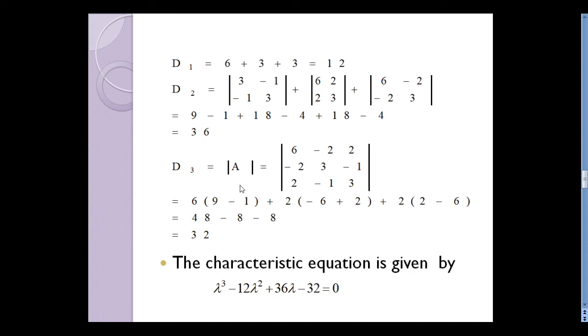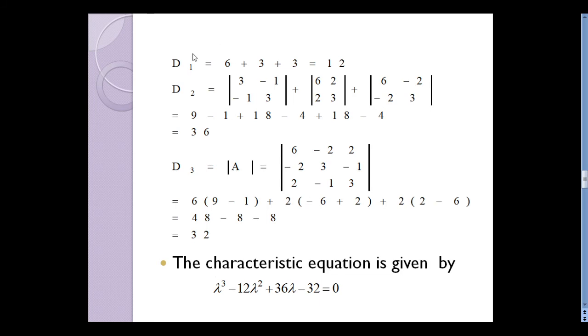D3 is equal to determinant A. Take the determinant of the given matrix. Now the determinant, I think it is 6 into 3 threes are 9 minus 1 plus 2 into cross multiply, you will get 32. So that is your D3.